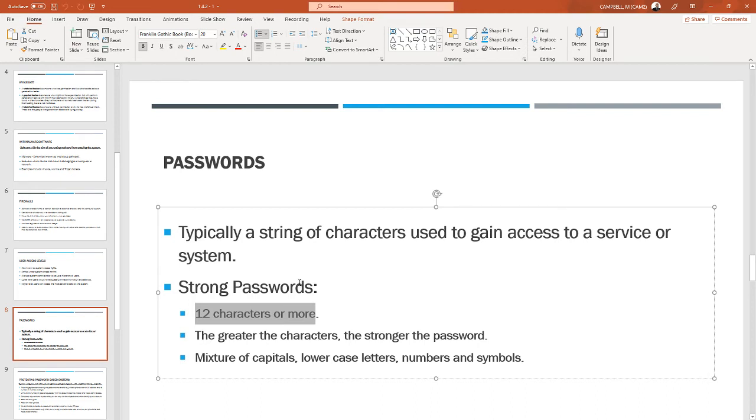That's why having longer passwords is better. And mixing capital letters and lowercase and numbers and symbols also, because if you use more numbers and symbols, that's more things a brute force attacker's got to try to gain access.